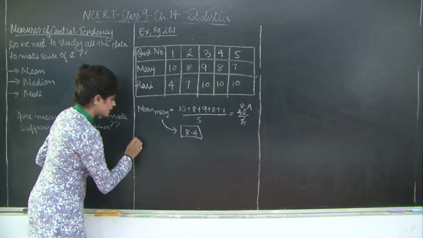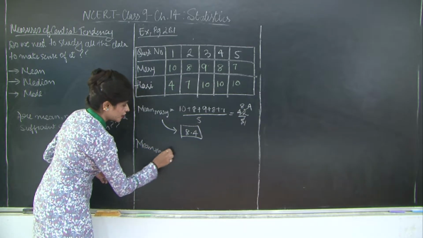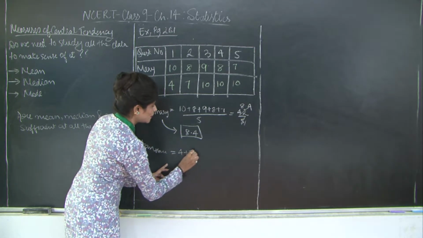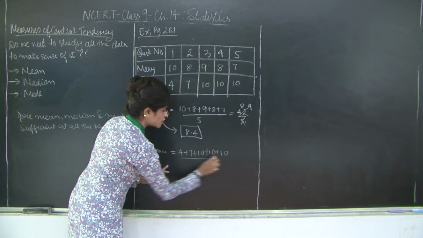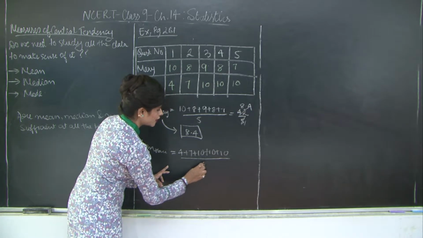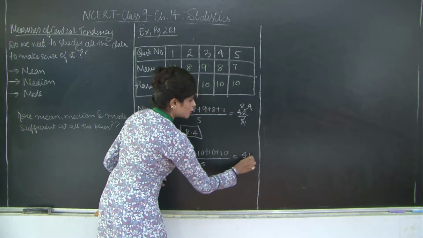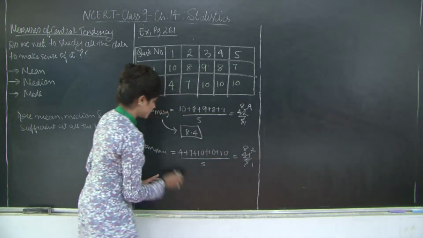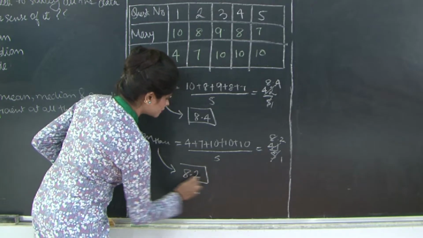Alright, let's find the mean for Hari. Again, the sum of all the observations, which is 4 plus 7 plus 10 plus 10 plus 10, upon the total number of observations, which is 5. So this is going to be 41 upon 5. Then when you cancel, 5 ones are 5, 5 eights are 40, 5 twos are 10. The mean for Hari is going to be 8.2.